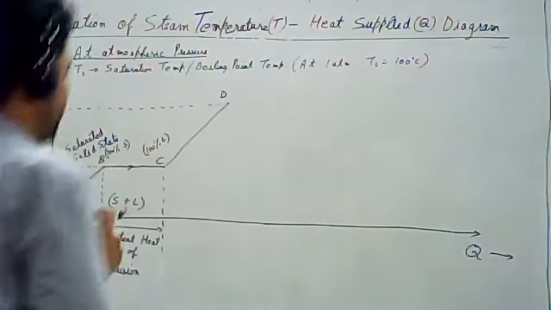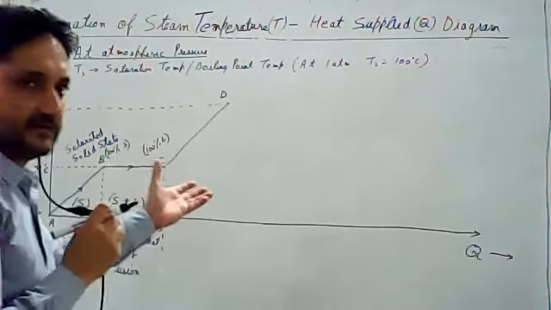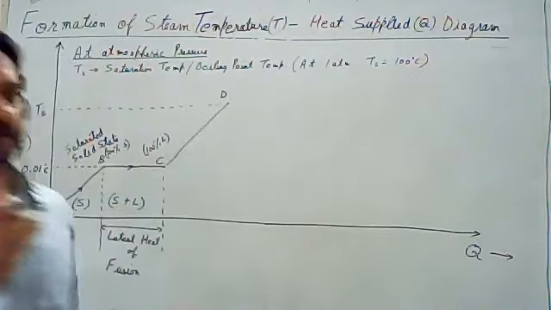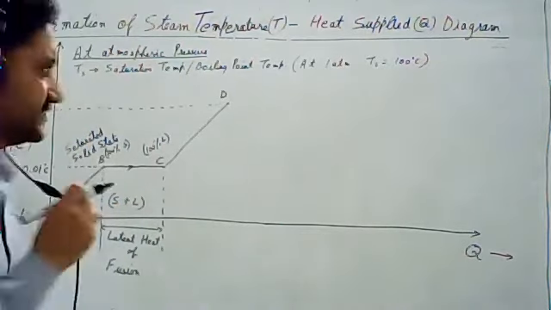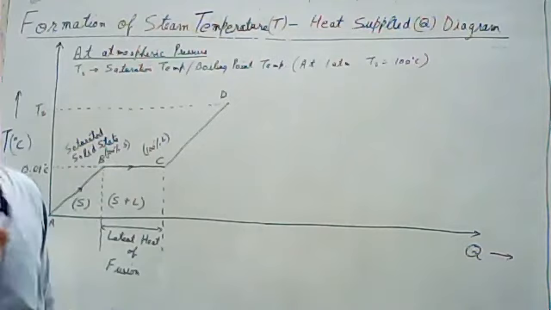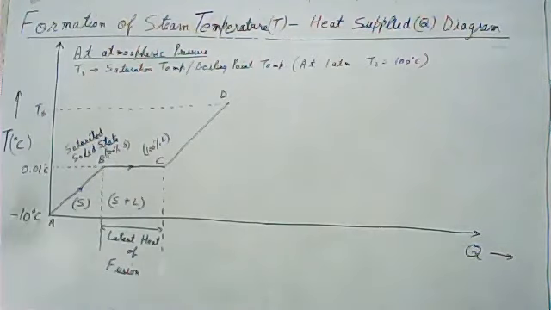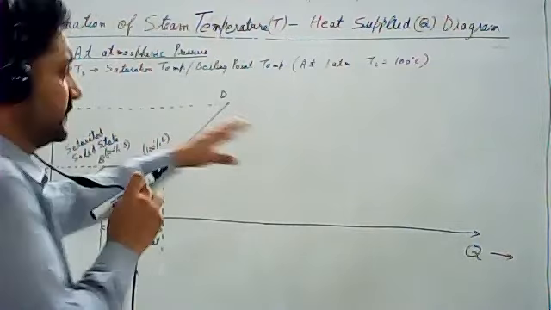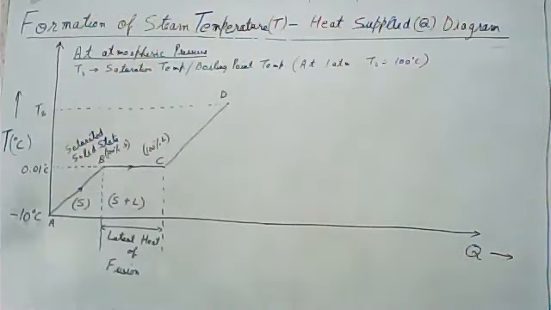So this means if we are boiling water at 1 atmospheric conditions, the saturation temperature will be 100 degrees centigrade. And as we increase the pressure, the saturation temperature also starts to increase.